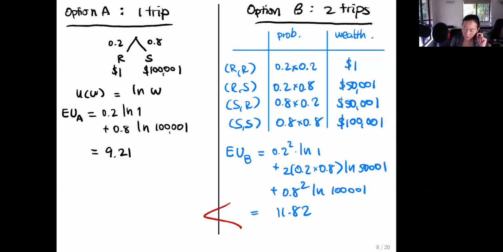Therefore, we choose option 2, or option B, 2 trips, right? Because Joanne is an expected utility maximizer, so she would choose the option with the greatest level of expected utility value. Okay.